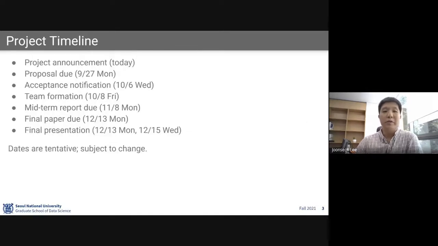So this is the basic timeline. Today I'm going to explain what you need to do for the proposal. And the proposal is due on September 27th, Monday. This is fixed. I will post how to upload it on ETL, but this is the deadline, September 27th, and the deadline will be noon. Probably we need to change it, probably 11 a.m., right before we start the lecture.